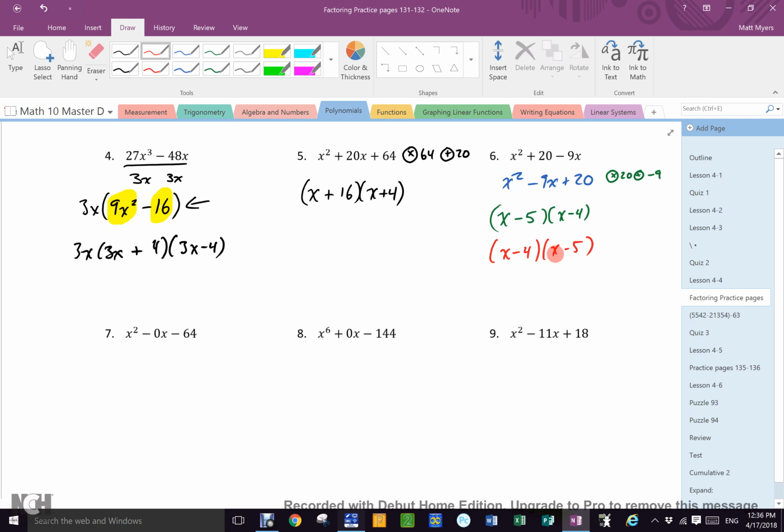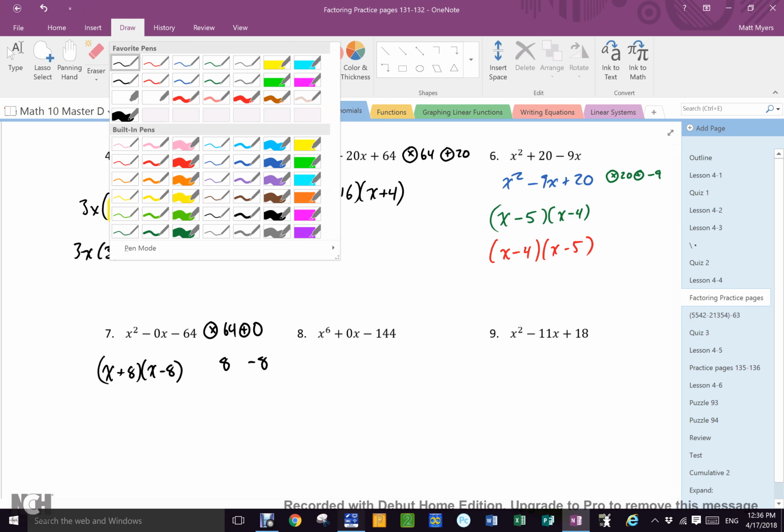Math class. Why? Because that 0 is there to remind you that I need to multiply to 64 and add to 0. What is it? It's not 1 and 64, is it? No. 2 and 32? 4 and 16? 8 and 8. Yes, because 8 minus 8 will get me 0, won't it? So I have 8 plus 8, 8 minus 8. Now, the insightful ones among you will make this connection that I have already made.